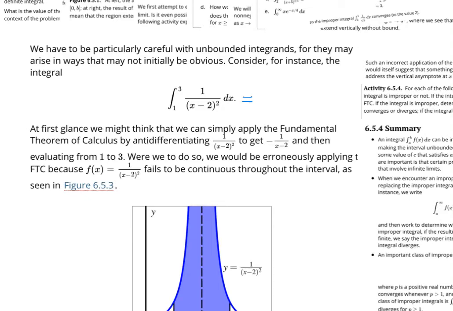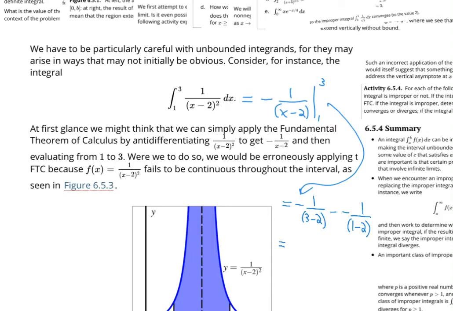If I add 1 to the exponent of negative 2 and divide by that new exponent, I'm going to have negative 1 over x minus 2, and I'm going to plug in 1 to 3, which means I'll get negative 1 over 3 minus 2 minus negative 1 over 1 minus 2. That gives me negative 1 plus 1 over negative 1, which ends up being negative 2.